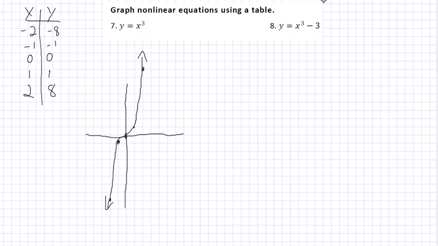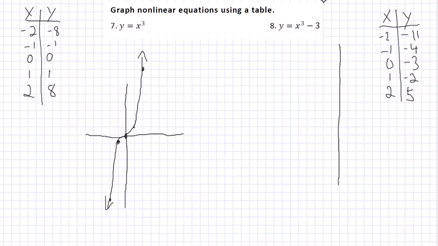All right, let's do it with -3. So basically all it's going to do is take our y values and go 3 less with them. Using the same x values, -2 through 2, put in y. -2 times -2 times -2 is -8. Take away 3 more, you're at -11. -1 becomes -4. 0 becomes -3. 1 times 1 times 1 minus 3 would be -2. 2 times 2 times 2 is 8. Minus 3 gives me 5.